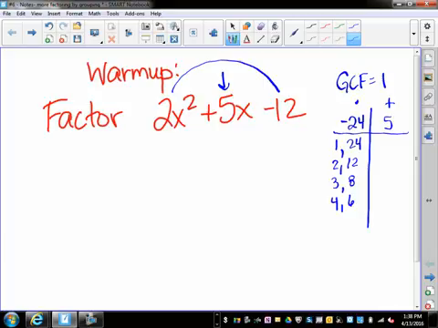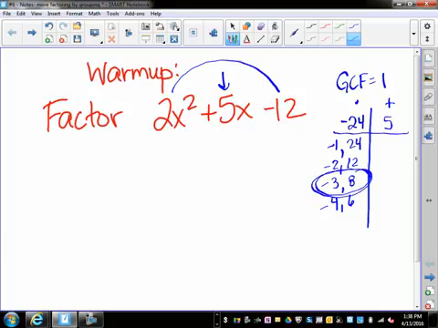Now, because this is a negative number, that means that one of my factors has to be negative. How do I know? So when I add it together, it has to be positive. So is the smaller number going to be negative or the larger? Smaller. Very good, smaller. So my smaller number should be negative. And which one actually adds up to 5? 3. Good, so these are our winners.